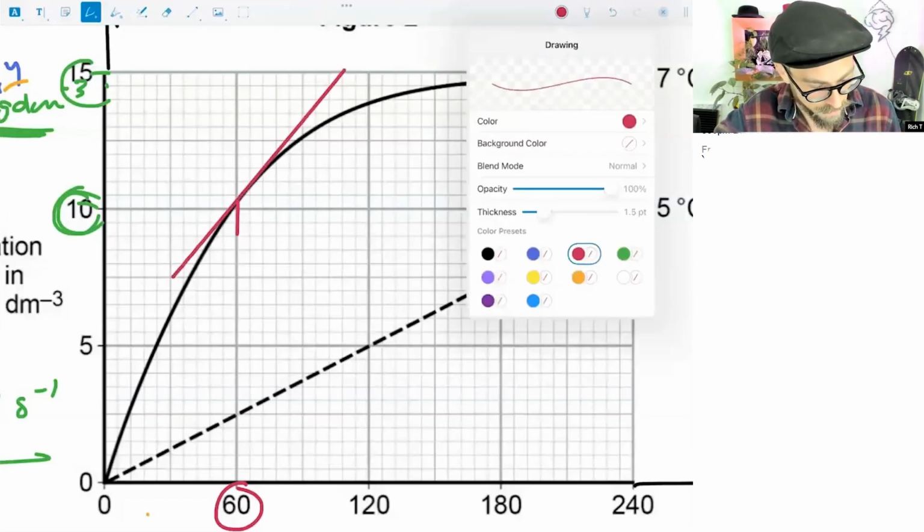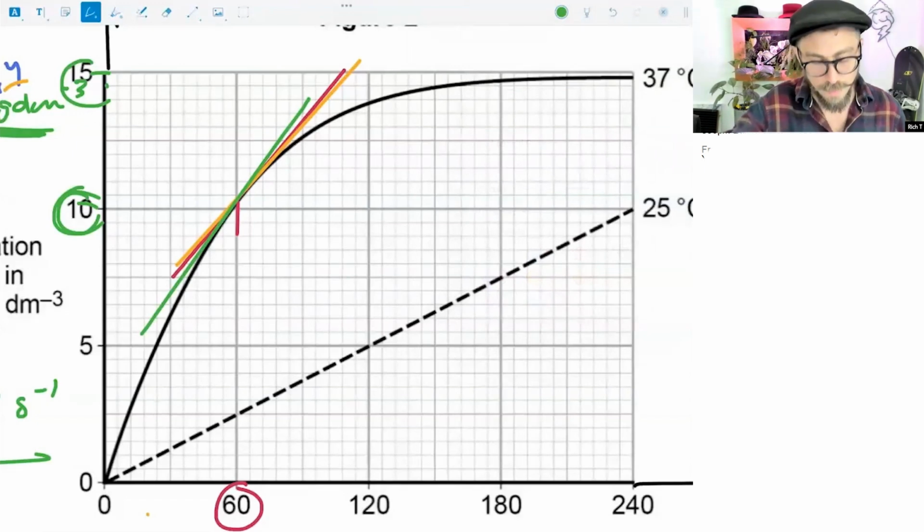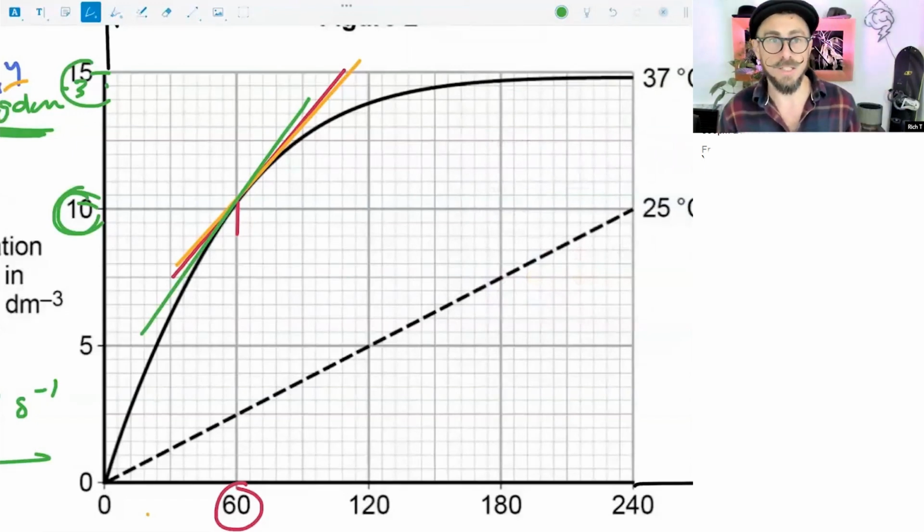Now, there's going to be some variation here. Some of you might draw it and have an angle a bit more like that, some of you might have an angle a bit more like that. So there's going to be some leniency in the mark scheme.